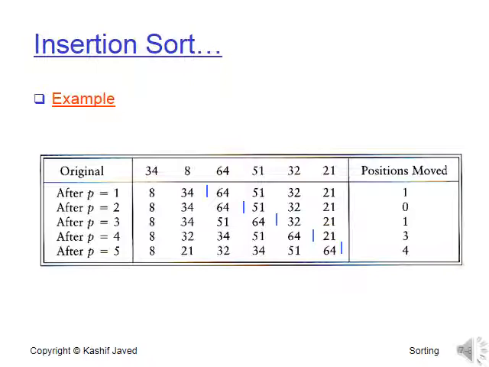Now in pass 4, we pick key 32. 32 is less than 64. Therefore, we swap it. Key 32 is less than 51 as well. Therefore, we swap the positions again. Key 32 is less than 34 as well. Therefore, we need to swap again. Key 32 is greater than 8. Therefore, we do not need to swap any further. Positions moved in this case will be 3.